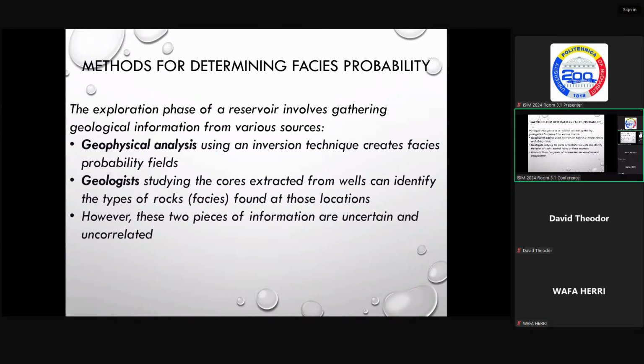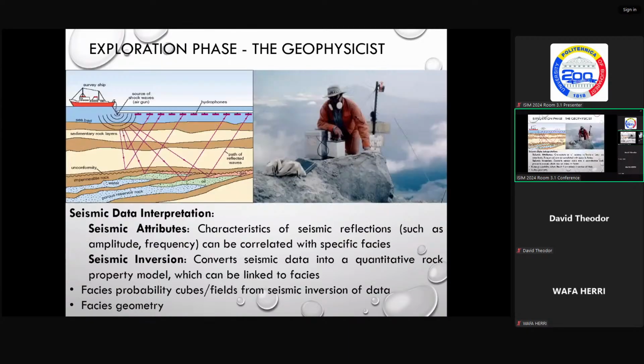Also, these two pieces of information are uncertain and uncorrelated. So we must put them in a unique way to work together. The first phase is from seismic data interpretation, using seismic inversion to convert that seismic data into a quantitative rock property model. From here, we are using phases geometry and phases probability curves.